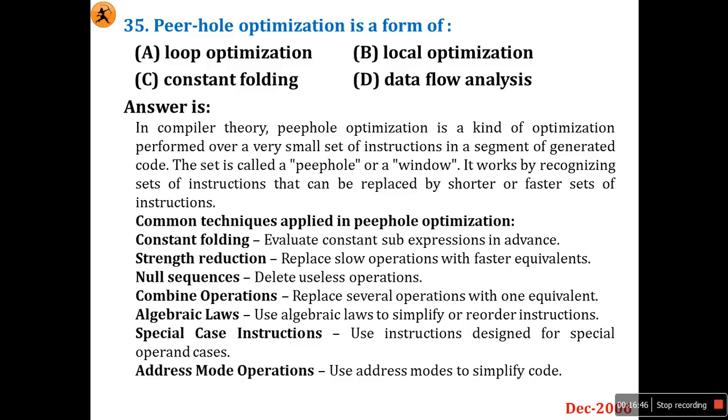Actually, it's a simple form. For our question, only constant folding is related, but I have explained all the other optimization techniques too, because next time the options may change. Sometimes they will give constant folding, strength reduction, null sequences, all of these. So while solving a question, you should go around that topic at least, then we can analyze the same questions from a different angle. I hope it's clear.